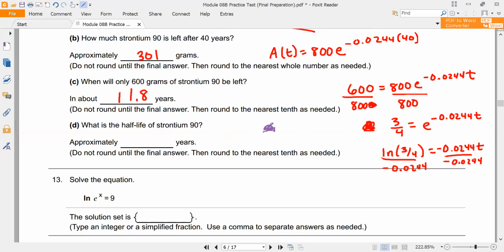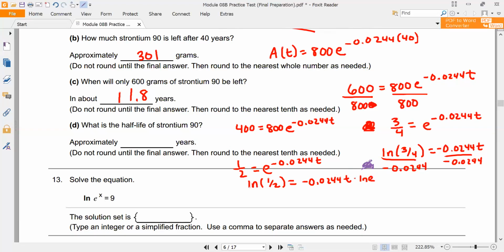Okay, so when would the half-life be? Well, the half-life would be when you have 400 left over, when you started with 800. Divide over the 800, so you're going to get 1/2 equals E to the negative 0.0244 t. Again, taking the natural log of both sides will allow you to pull the power to the front. And natural log of E would be left over, which we said is 1 anytime we have that. So we're dividing by this again.